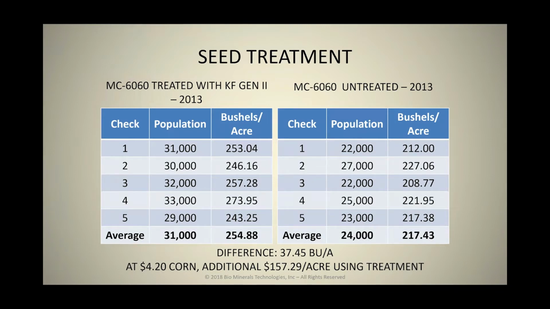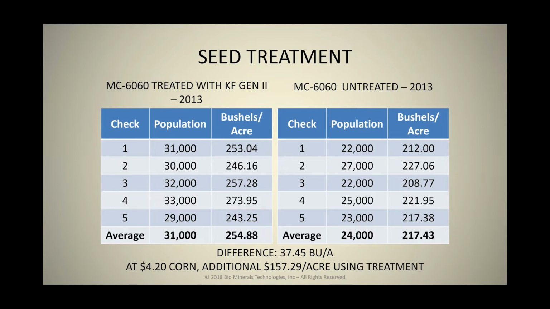the treated side planted at about 33,000 plant population. Field 1, 31,000. Field 2, 30,000 surviving plants. Field 3, 32. Field 4, 33. Field 5, 29. So we averaged 31,000 surviving plants, averaged 254 bushel.